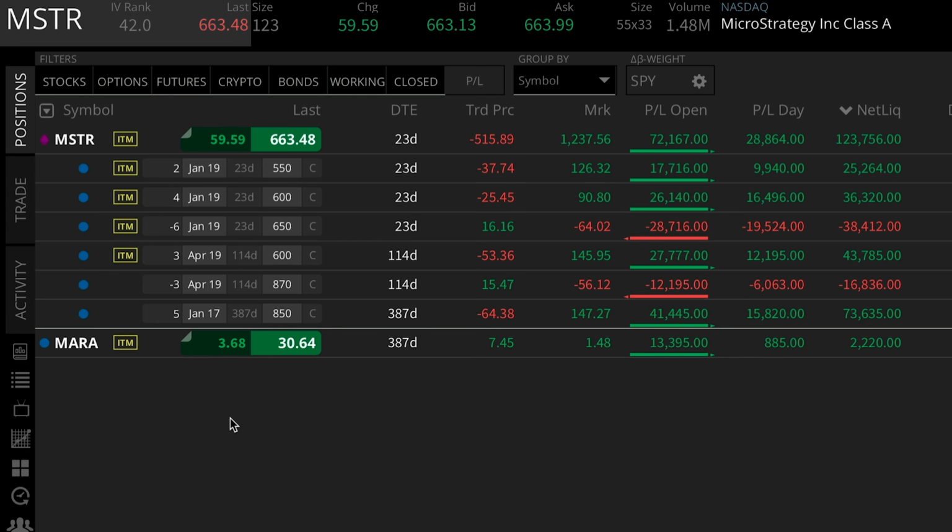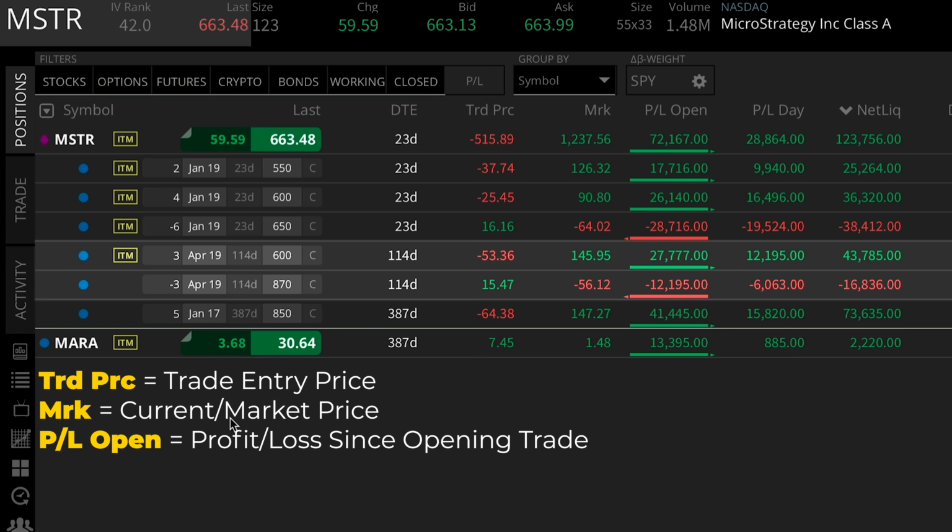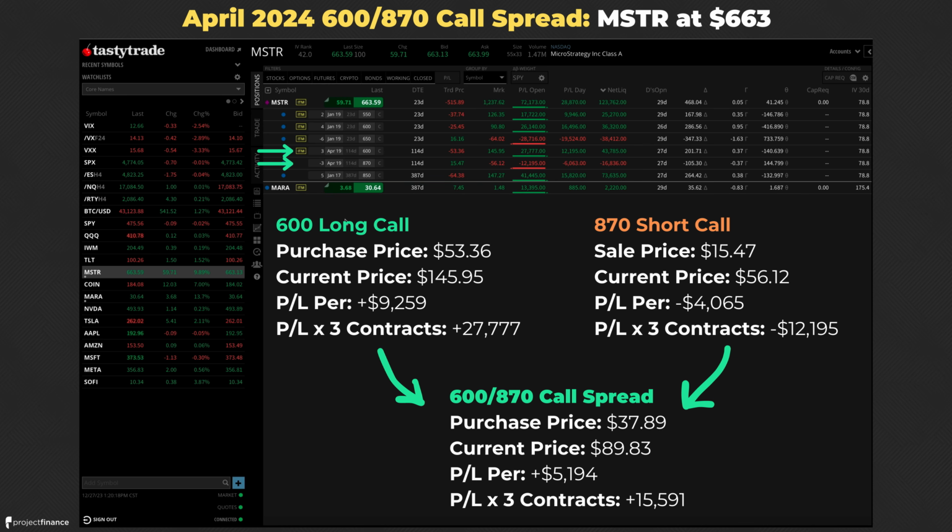And if we look at the 600-870 call spread in my positions, we can see that the 600 call was purchased for $53.36, and it is now trading at $145.95. And the total profit on those 3 contracts is $27,777. I shorted the 870 calls for $15.47 each, and since those calls have risen to $56.12, on the total of the 3 contracts, I am currently down $12,195.